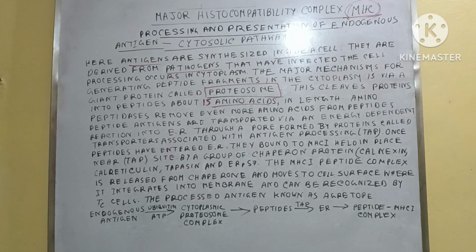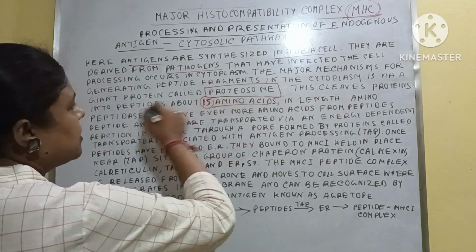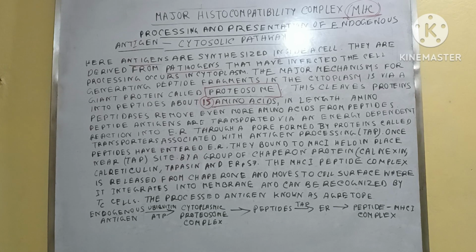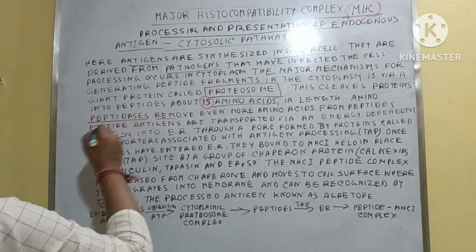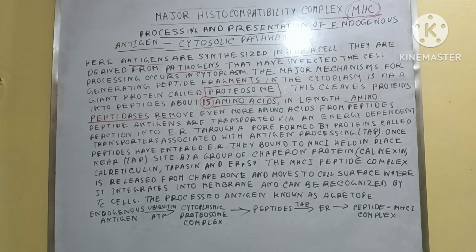And the remaining fragments that are not 15 amino acids are removed by the aminopeptidases. These are enzymes present in the cytoplasm. Clear? So the fragments that do not contain 15 amino acids are totally removed from the cell by the aminopeptidases, which are also cytosolic enzymes.